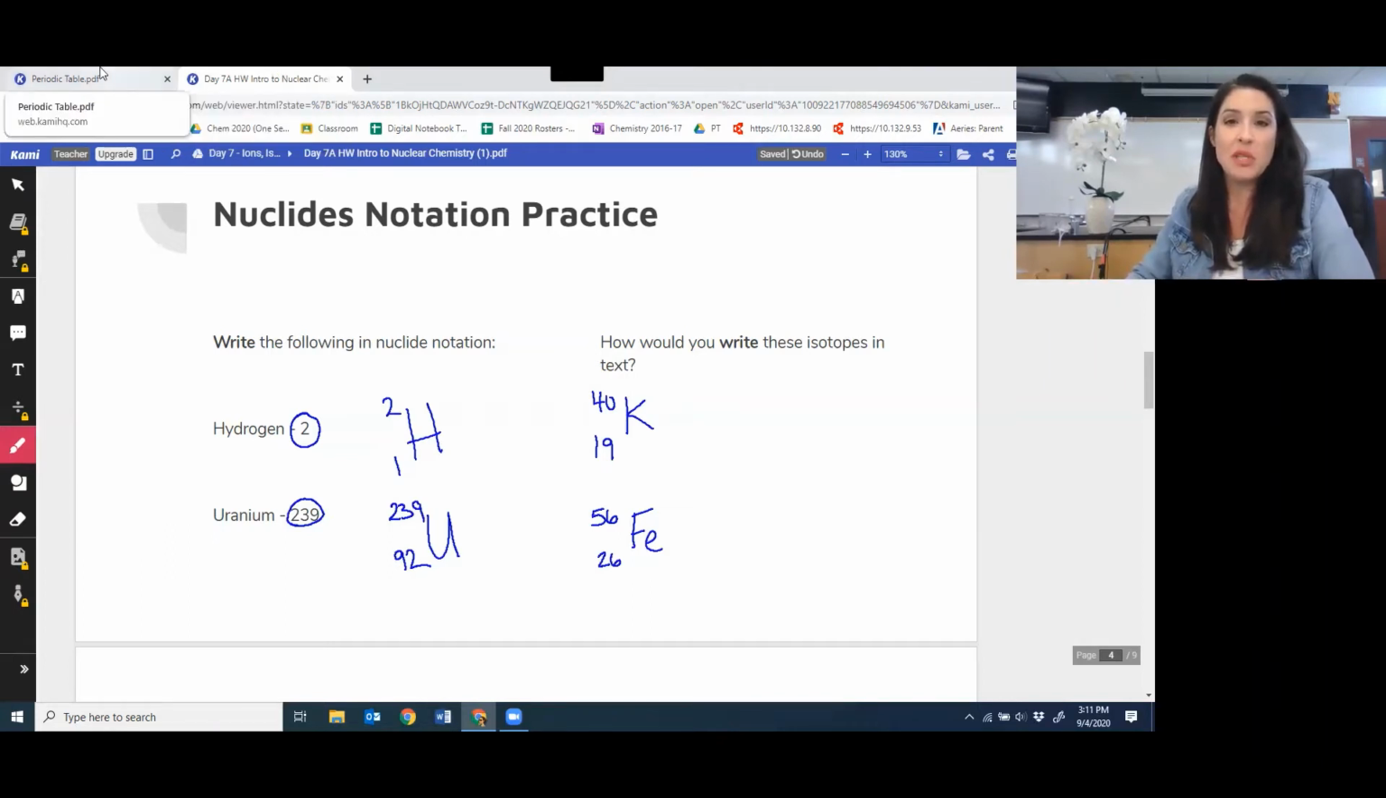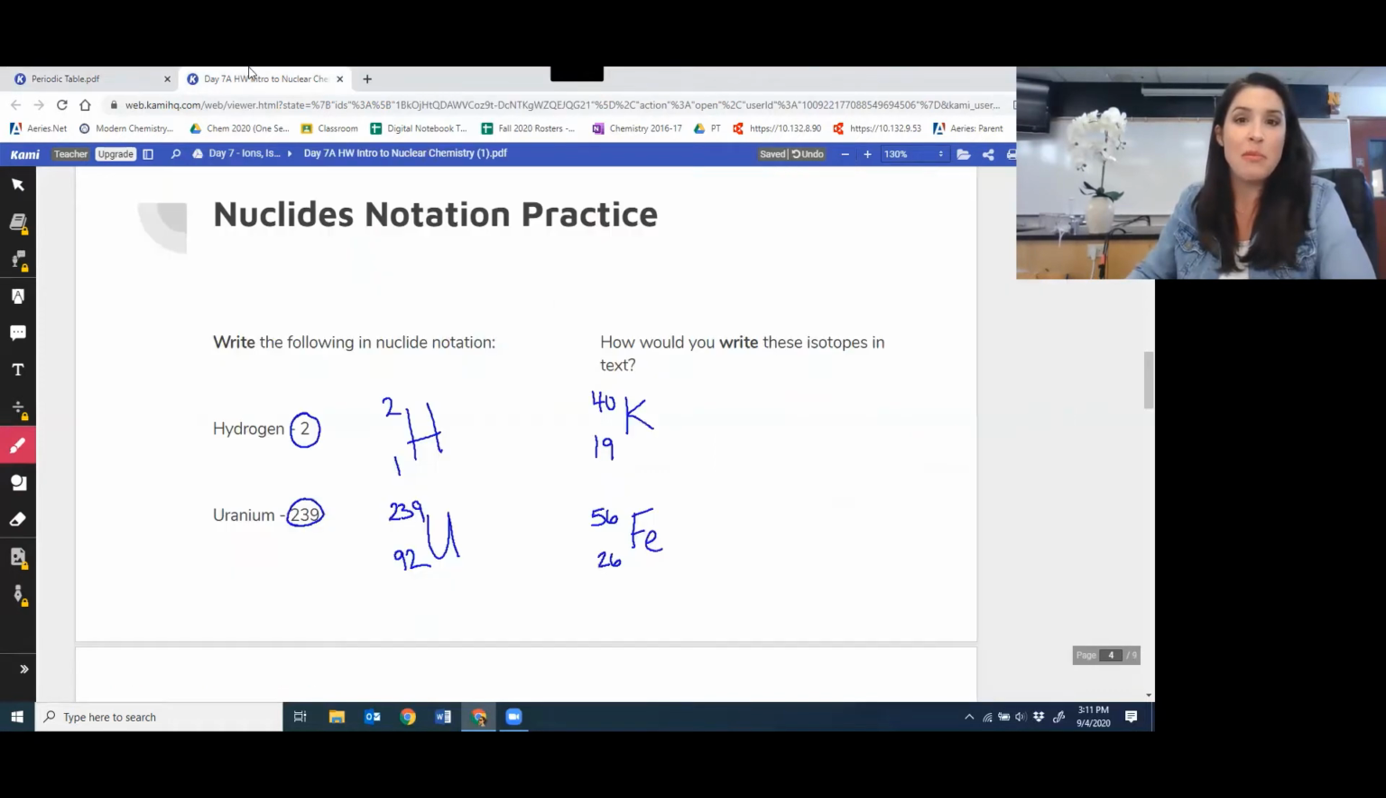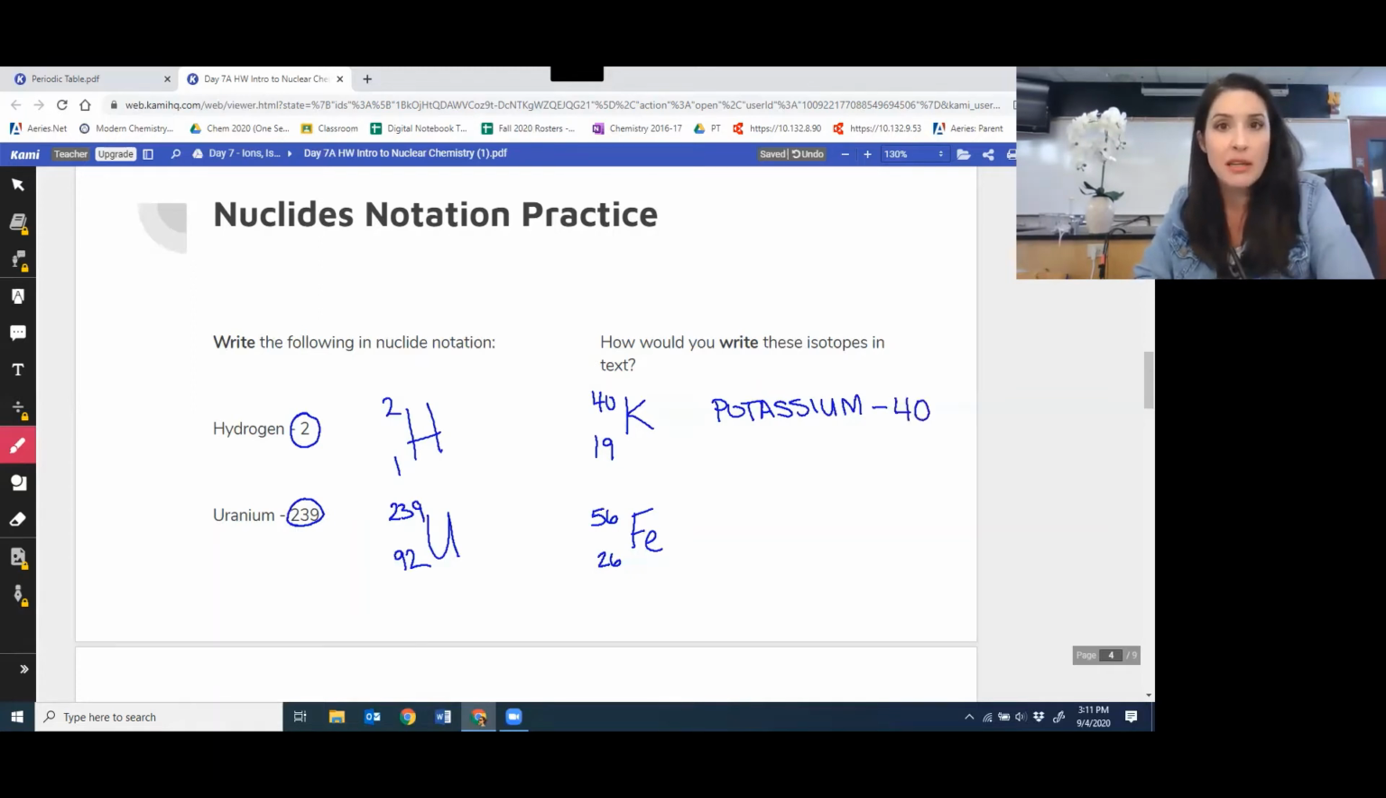So jumping over to my periodic table, I'm going to find potassium. Here it is. Potassium has an atomic number of 19. I'll remember that and bring it back here. There it is, potassium 19. Give it a dash. And then just like I did with hydrogen over here, I'm going to take that mass number, and this isotope is referred to in English as potassium 40.